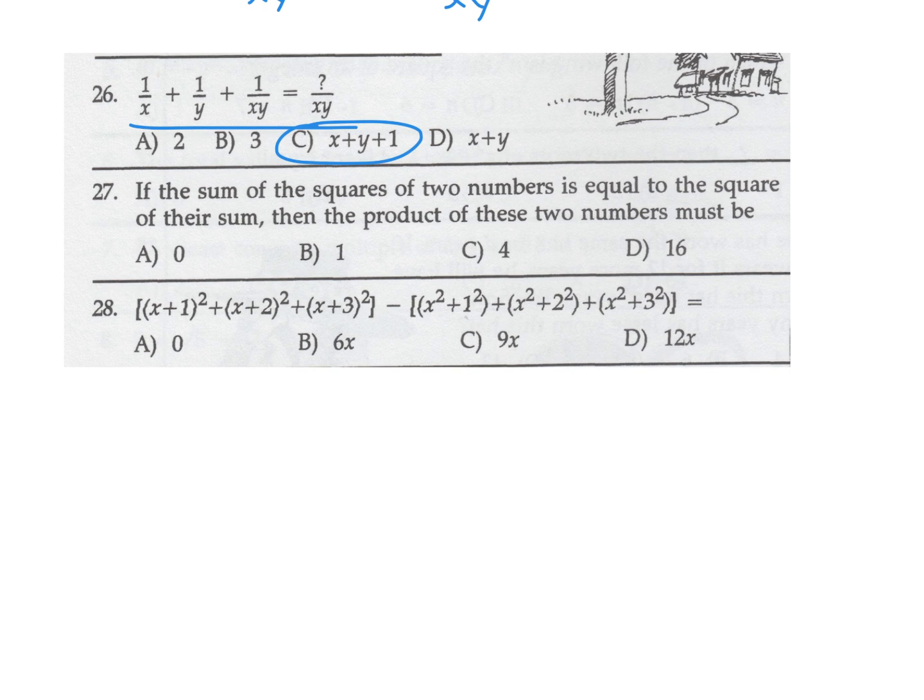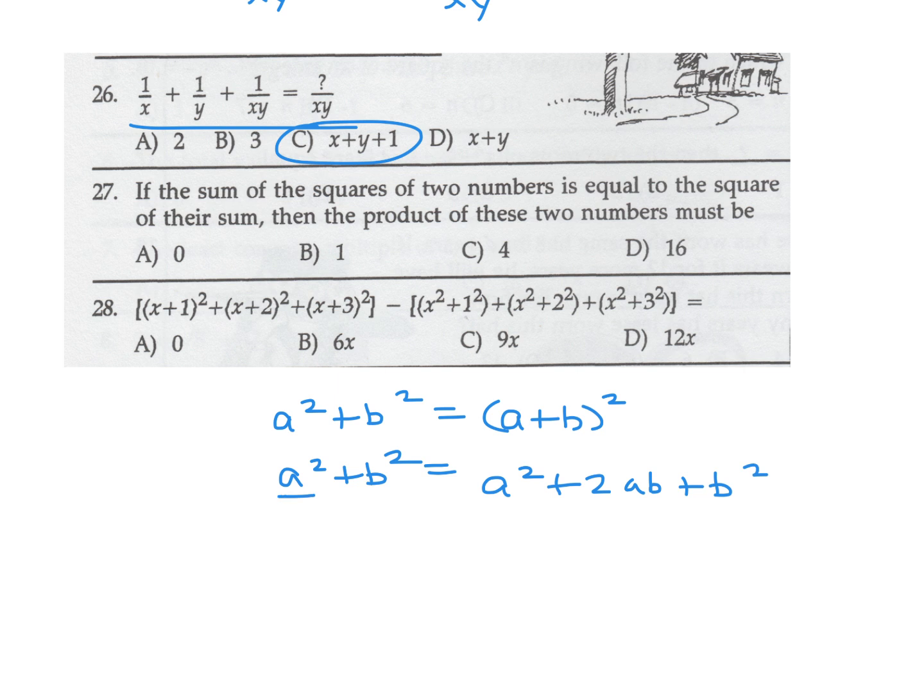If the sum of the squares of two numbers is equal to the square of their sum, then the product of these two numbers must be... So the sum of the squares of two numbers, we'll call it a squared plus b squared, is equal to the square of their sum. So here's their sum, and then you square it. That's the interpretation of the sentence in terms of the math. So let's expand the right side: a squared plus 2ab plus b squared. This and that cancel, so you're just left with this. And therefore, ab is equal to 0. The product of these two numbers is right there, which is 0. And number 27 is A.